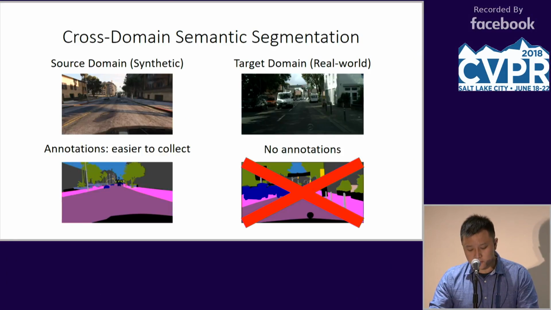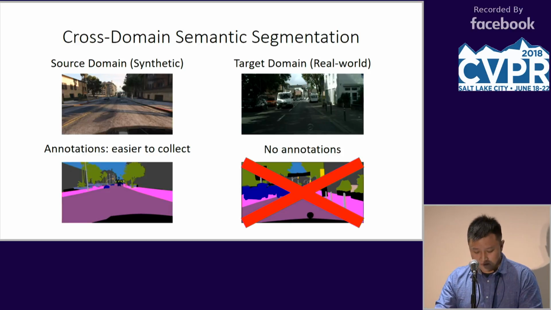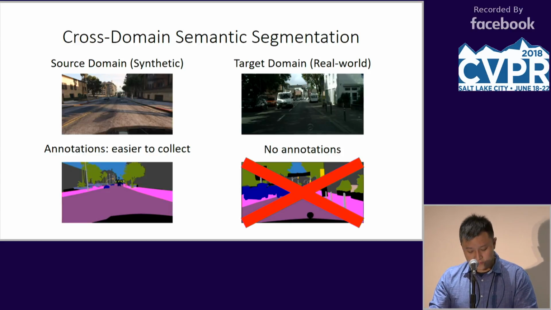Our task is cross-domain semantic segmentation. As you may know, collecting annotations for semantic segmentation is quite expensive. To address this issue, there's a recent trend to train a model on a synthetic source domain, as shown on the left, where the annotations are easier to collect because of a render engine. And we want to see whether this synthetic data trained model can generalize well to the real-world data, which is the target domain on the right with no annotation.